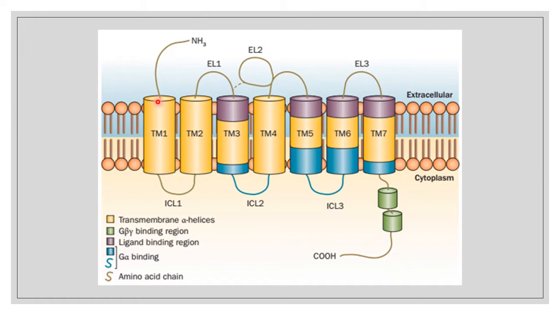So we have here the seven transmembrane segments of the GPCR structure that are numbered from TM1 to TM7. And they are also connected by three intracellular loops. So we have here from ICL1 to ICL3, and we also have here the three extracellular loops numbered from EL1 to EL3. Members of the GPCR superfamily share the same basic architecture.